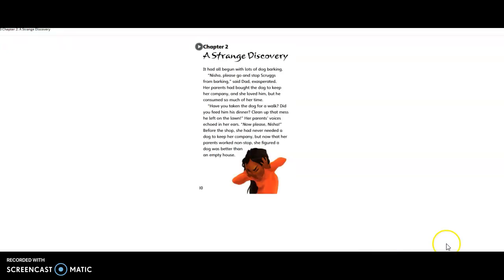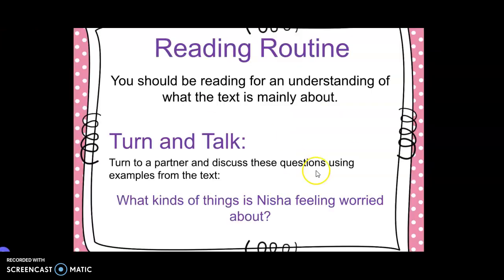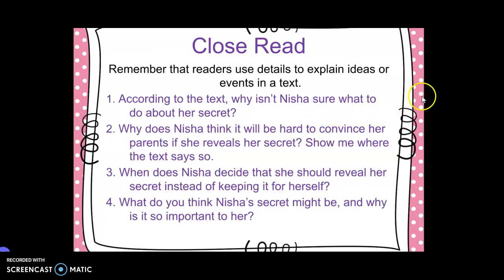And that's the end of chapter 1. So think about, what are some things that Nisha is feeling worried about? And tell the person sitting next to you, when they get finished listening to the story, what you think she's feeling worried about. And be ready to discuss these questions. These are the things we're going to talk about together.